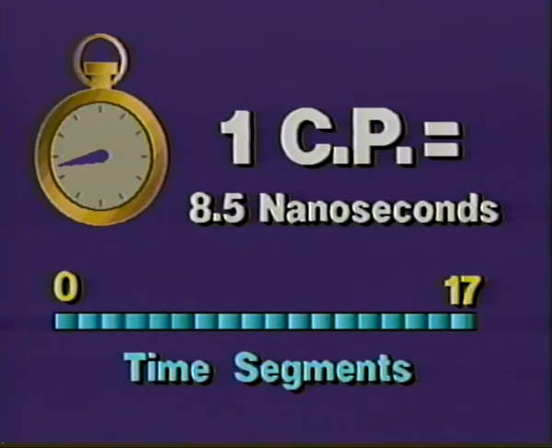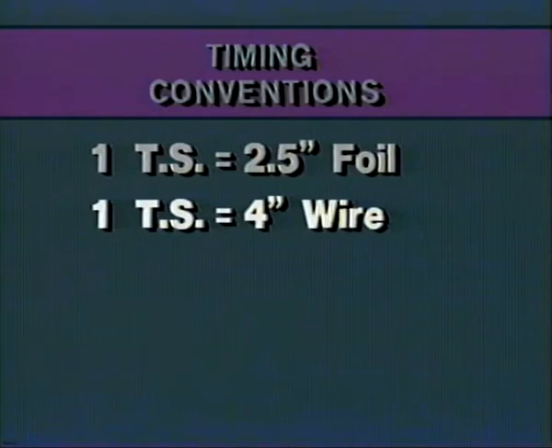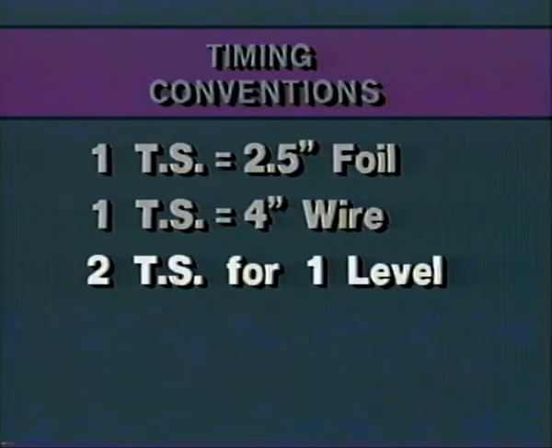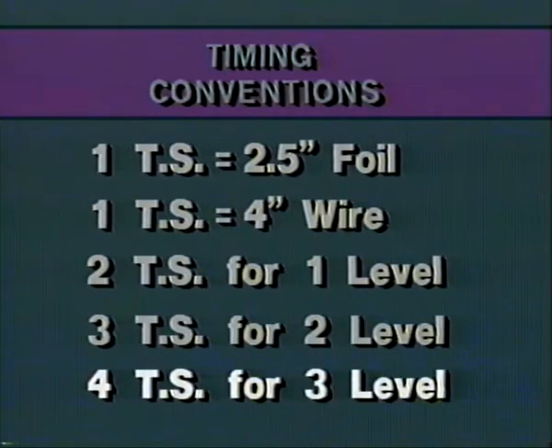There are certain timing conventions that you need to remember. It takes one time segment for a signal to go through 2.5 inches of foil on an XMP circuit board. It also takes one time segment to go through 4 inches of wire that connects one module to another. There are also internal logic delays in the 16-gate arrays used in the XMP. It takes 2 time segments to go through a 1 logic level 16-gate array. It takes 3 time segments to go through a 2-level 16-gate array, and it takes 4 time segments to go through a 3-level 16-gate array.